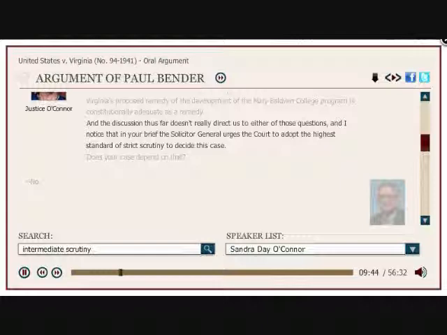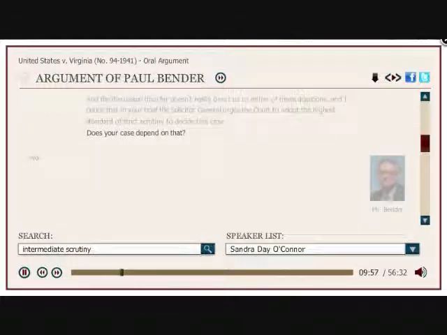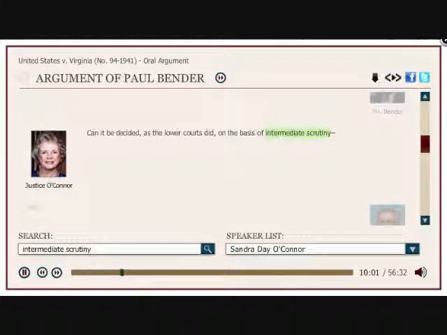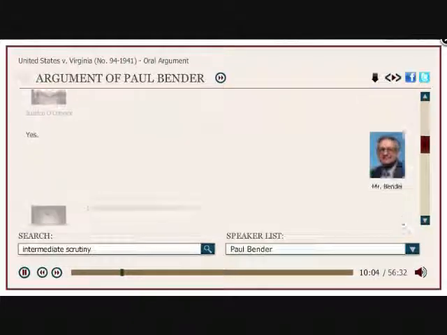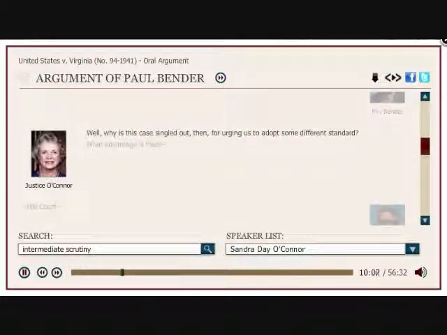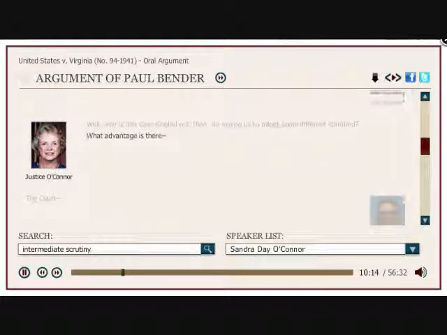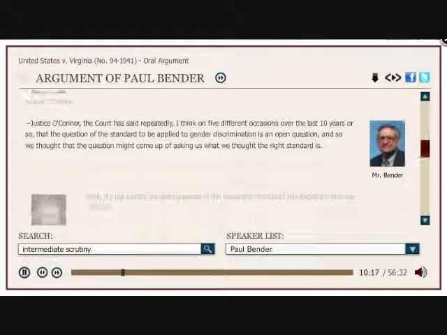And I noticed that in your brief, the Solicitor General urges the court to adopt the highest standard of strict scrutiny to decide this case. Does your case depend on that? No. Can it be decided, as the lower courts did, on the basis of intermediate scrutiny, as the court has done in the past? Yes, absolutely. Well, why is this case singled out then for urging us to adopt some different standard? What advantage is there? The court has said repeatedly, I think on 5 different occasions over the last 10 years or so, that the question of the standard to be applied to gender discrimination is an open question. And so we thought that the question might come up of asking us what we thought the right standard is.